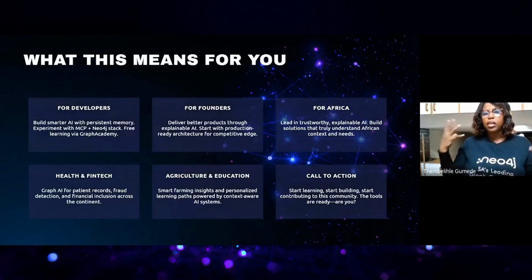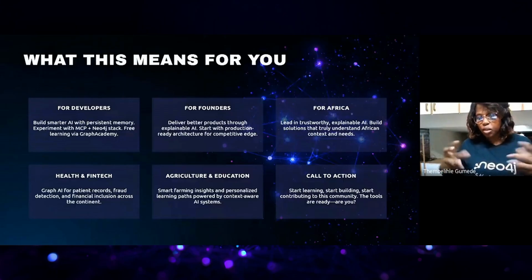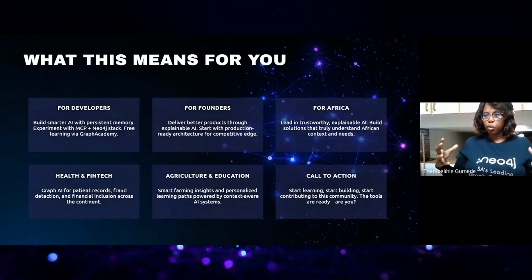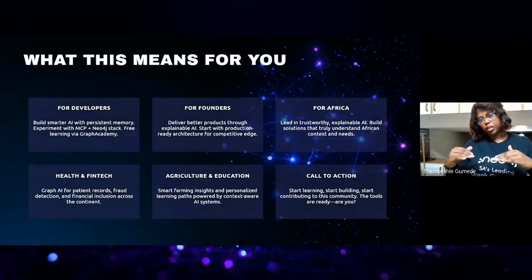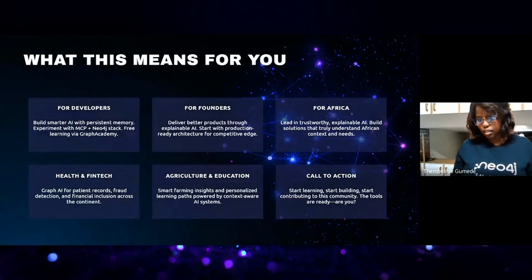So imagine graph-powered AI mapping complex supply chains in agriculture or detecting fraud. I know everyone in South Africa is having a hard time with certain banks. What if all of those problems could be resolved by using a graph-powered AI, or adding a graph database layer to your existing data, or tracing patient pathways in healthcare.